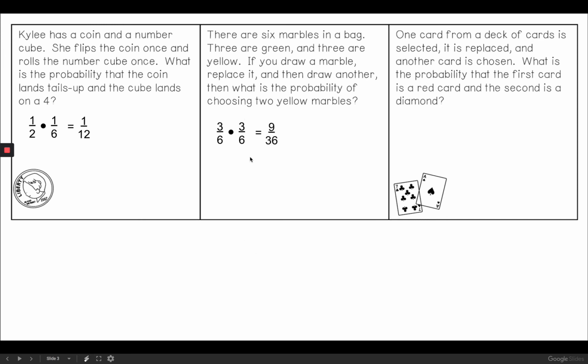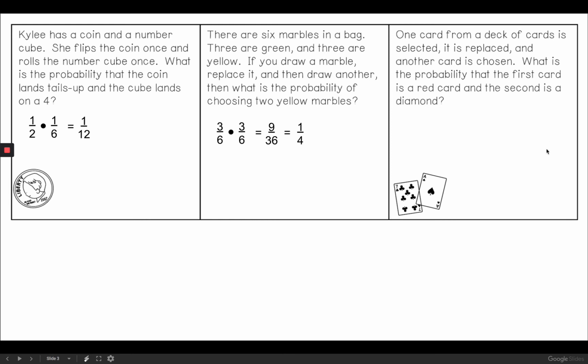But some of you might want to just multiply straight across. 3 times 3 is 9. 6 times 6 is 36. And then 9 divided by 36, that is the same as 1 divided by 4. So we would have a 1/4 chance of getting a yellow and then a yellow with replacement.